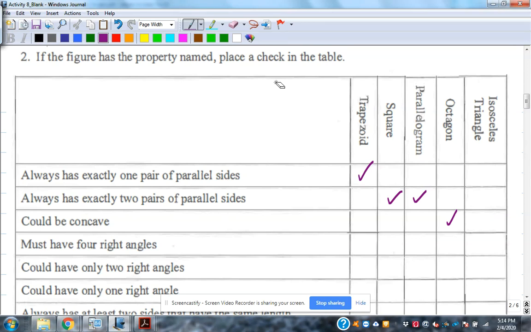Must have 4 right angles. Square is the only one. Could have only 2 right angles. Trapezoid could have only 2 right angles. That word could is important. It doesn't say always. It just means can you draw one that does that? Can you draw a square that has only 2 right angles? It's got to have 4 or none. There's no in between. What about a parallelogram?